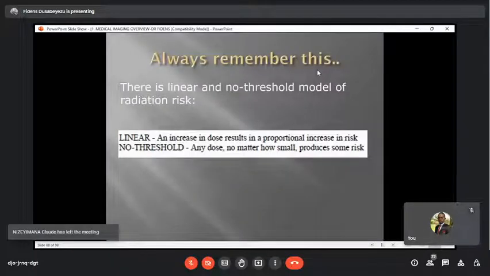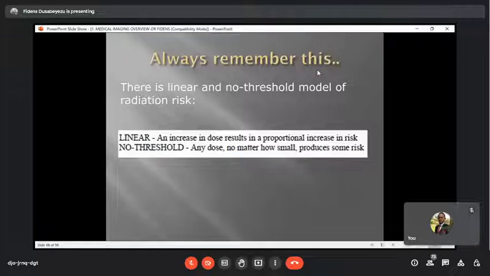But always remember this. There is what you call the linear non-threshold model of radiation risk. Linear means an increase in dose results in a proportional increase in risk. That's the linear risk factor, radiation risk, linear. As you increase the dose of radiation, you are proportionally increasing the risk. Non-threshold means any dose, no matter how small, can produce some risk after a long time. Those are two things you have to remember.